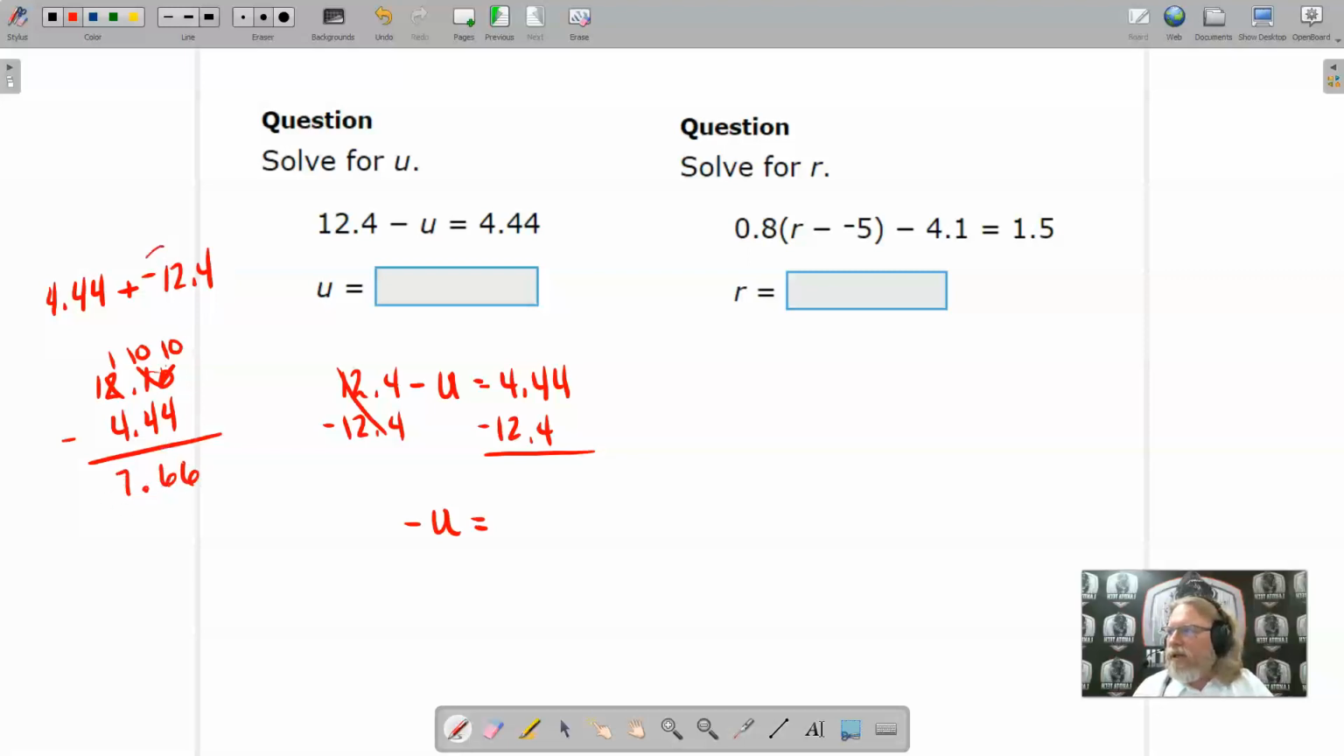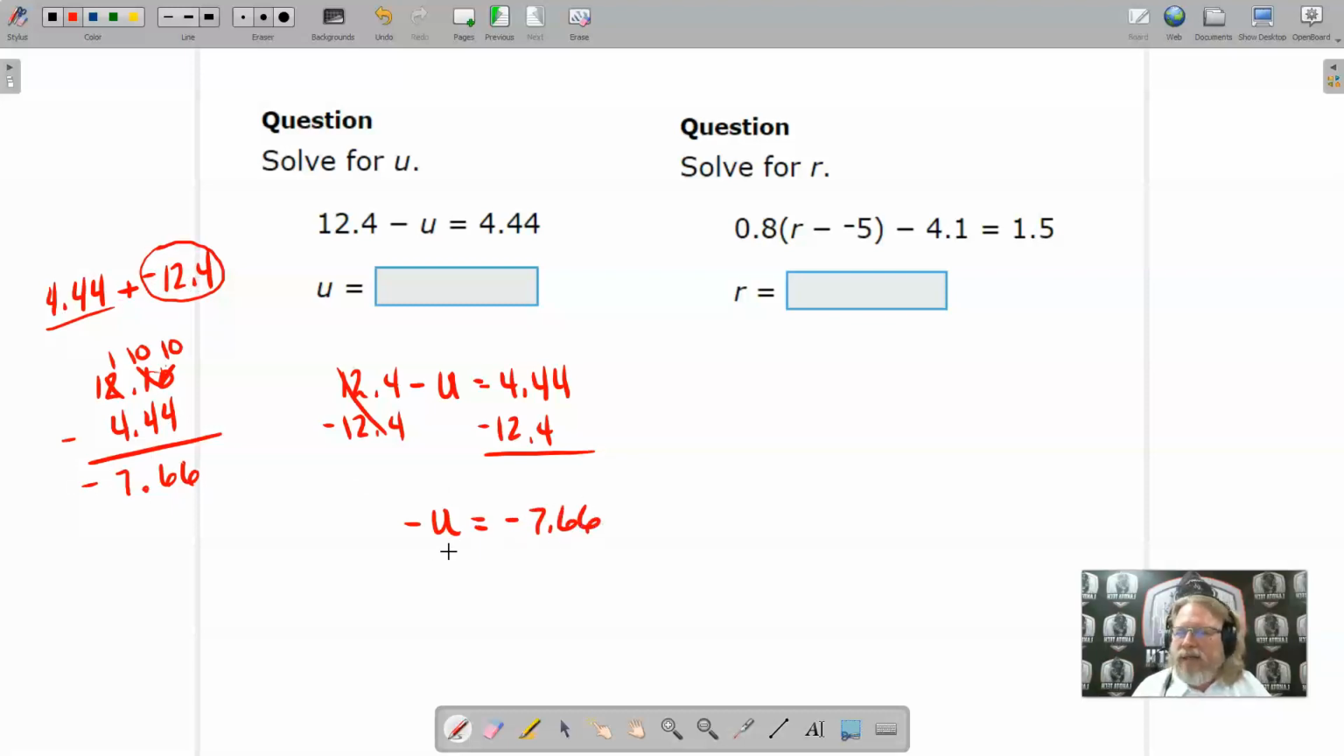And we notice that the negative 12.4 has a greater absolute value than the positive 4.44. So since the one with the greatest absolute value is negative, our answer is going to be negative as well. So that equals negative 7.66.